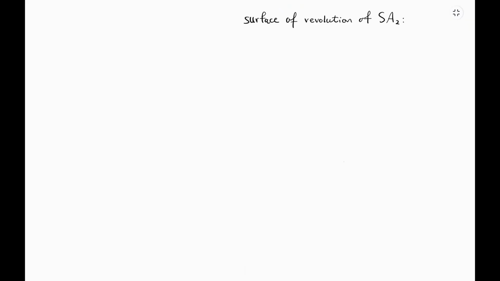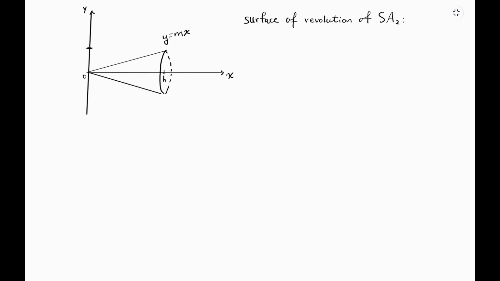When it comes to calculus, we are going to be using the surface of revolution technique to find SA2. Here we have a diagram on the Cartesian plane, with the x-axis and the y-axis, and I'm just going to have a cone right over here. Let's say the cone is tipped over, and it looks something like this. But how do we get this shape?